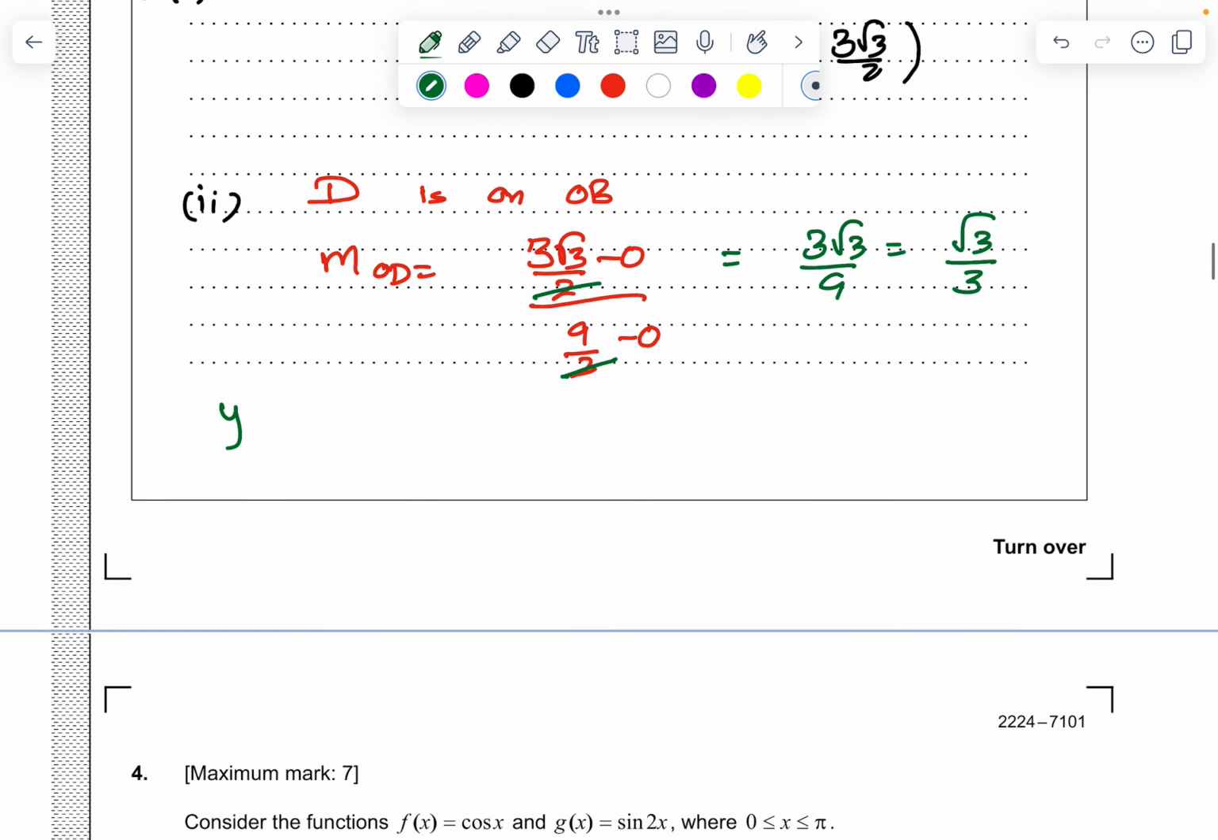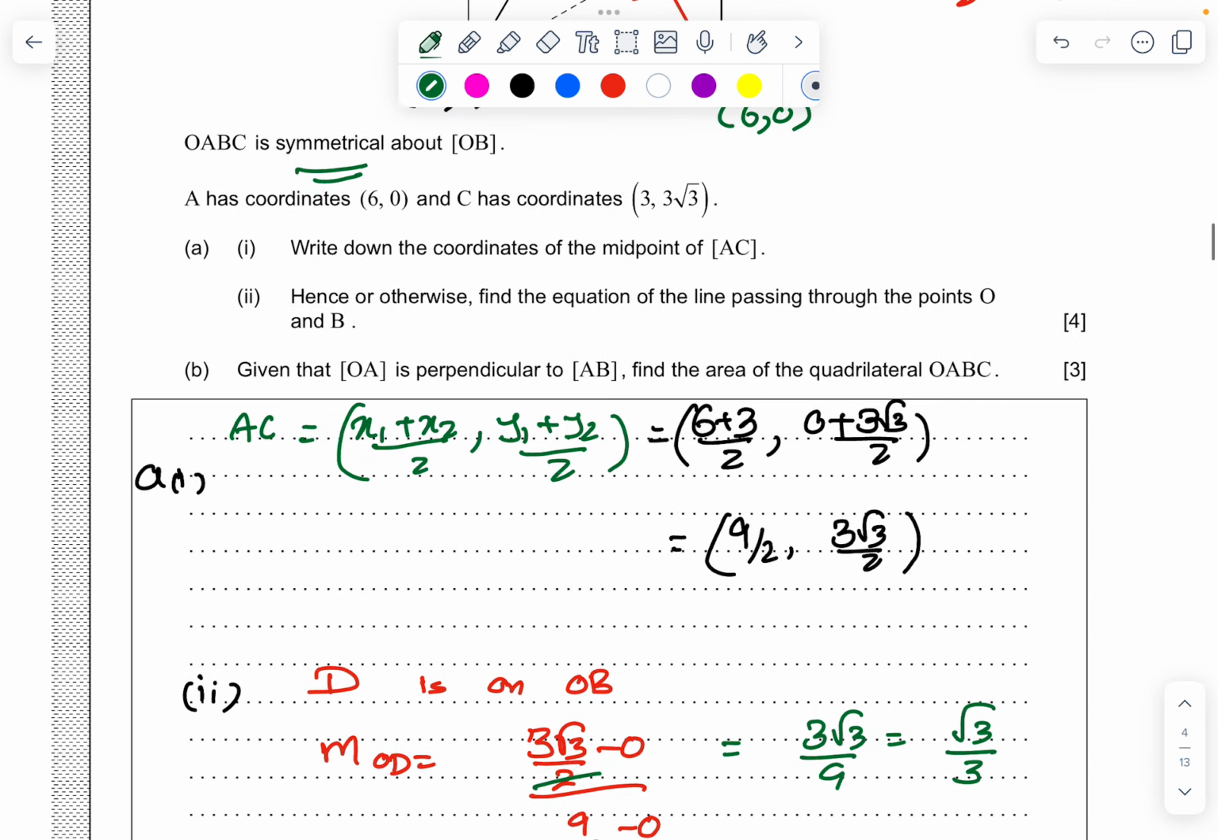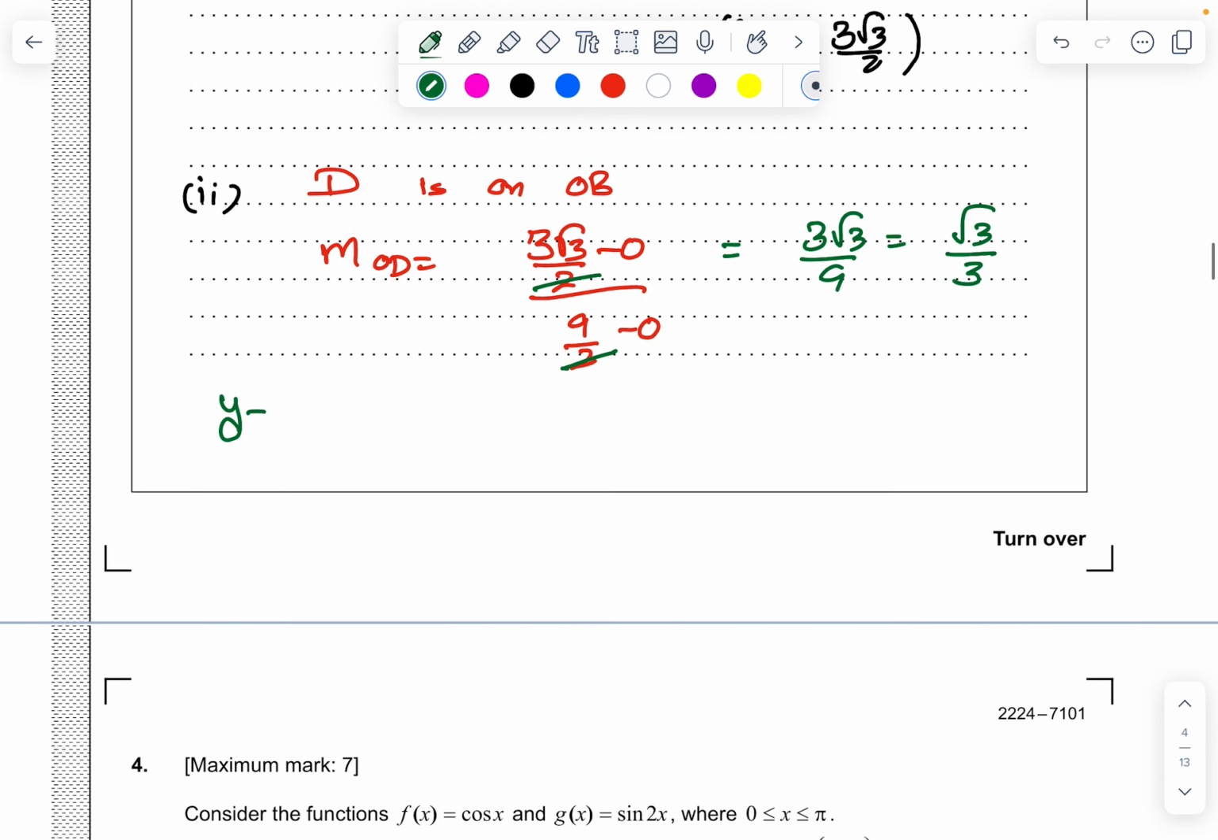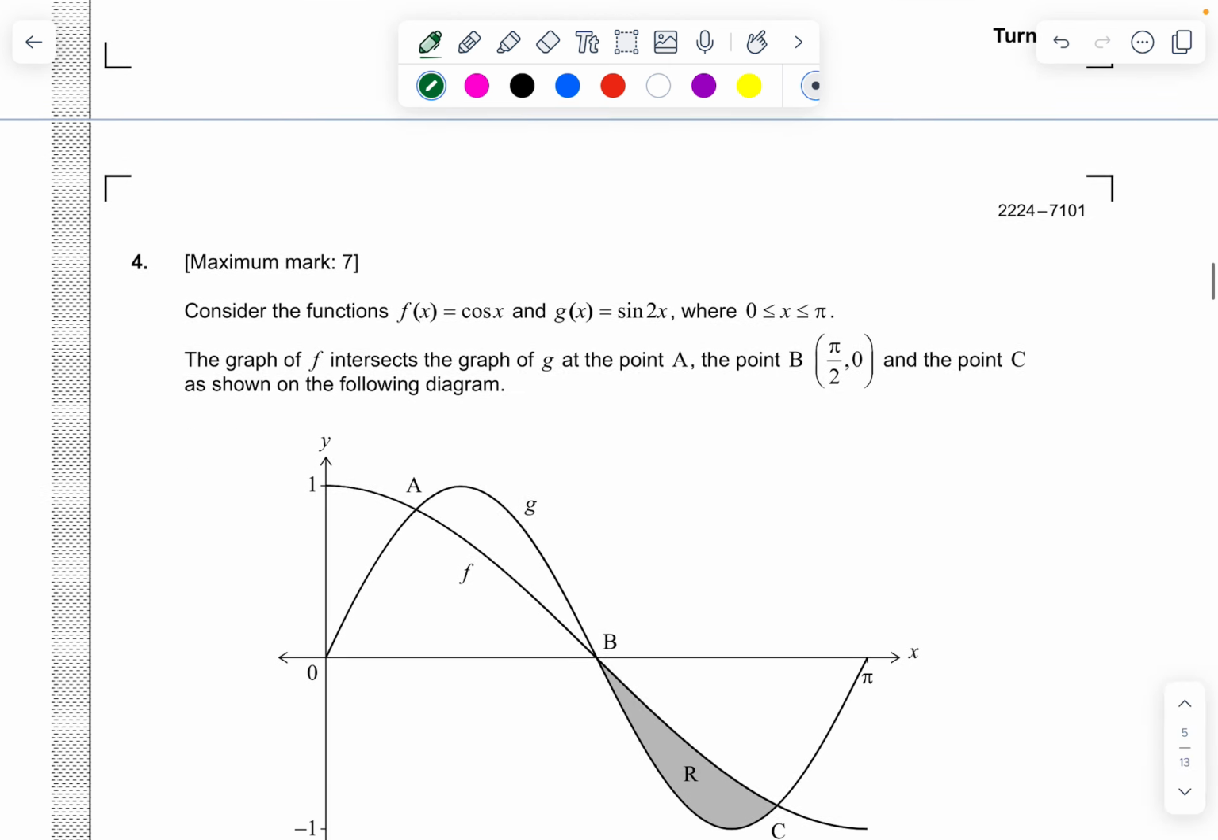Then the equation will be y minus y1. What line is he asking about? Find the equation of a line passing through O and B. Y minus y1 equals m, where m is root 3 by 3, times x minus x1, because the point I have taken is 0, 0. So what is going to be the answer? Y equals root 3 upon 3 x. That's going to be the answer.